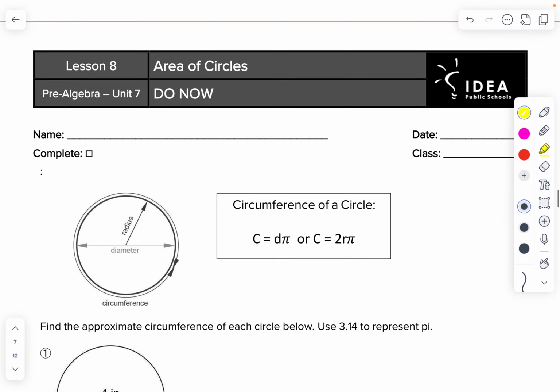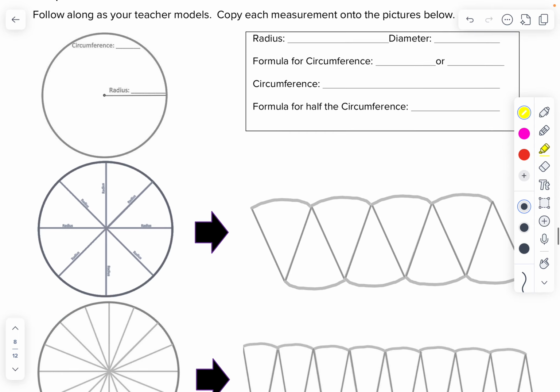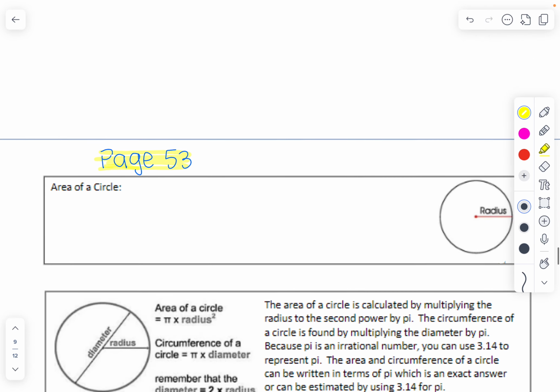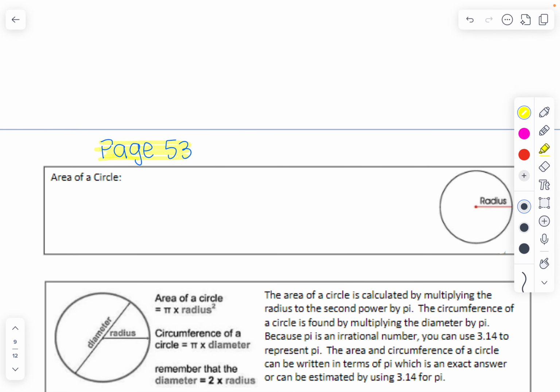All right, so this is a mini lesson about the area of a circle. You're gonna need your book, so if you don't have it on your desk, make sure you get your book, and we're gonna start on page 53.